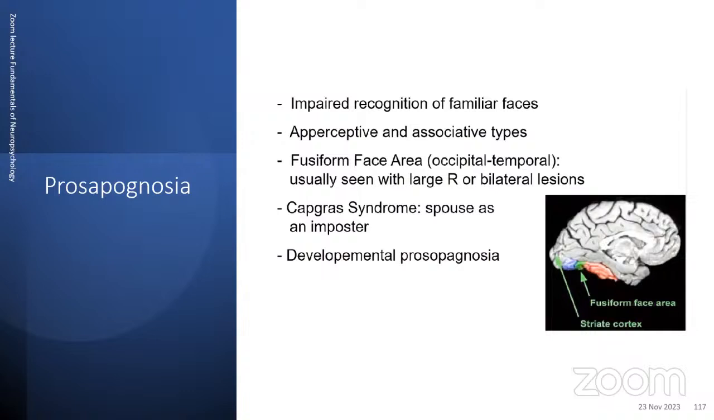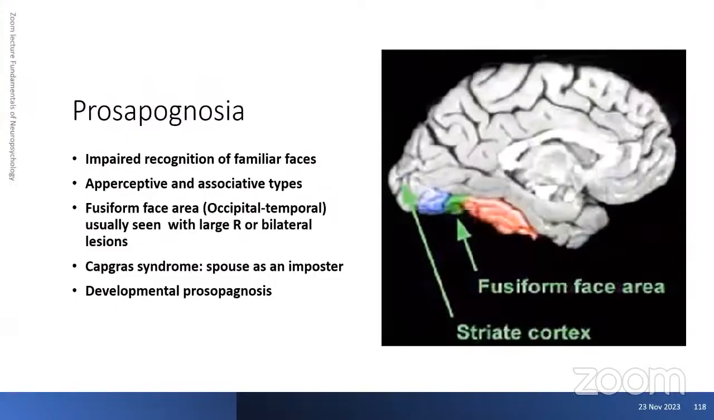Prosopagnosia is impaired recognition of familiar faces. Apperceptive and associated types are there, and what is involved is the fusiform face area. Capgras syndrome, spouse versus an imposter, and developmental prosopagnosia. Most important is the fusiform face area, which is responsible for the prosopagnosia types.